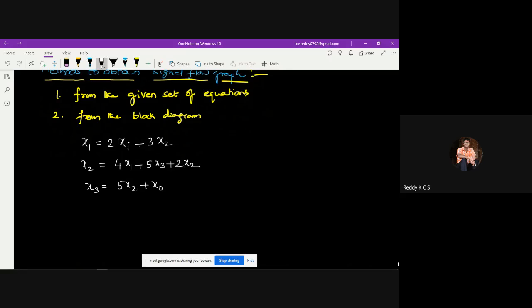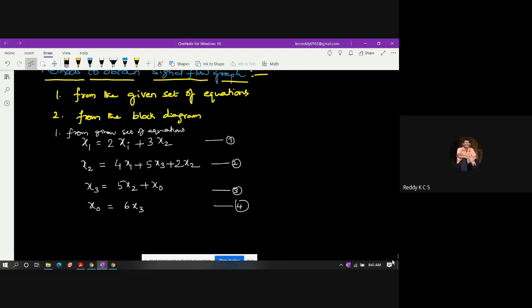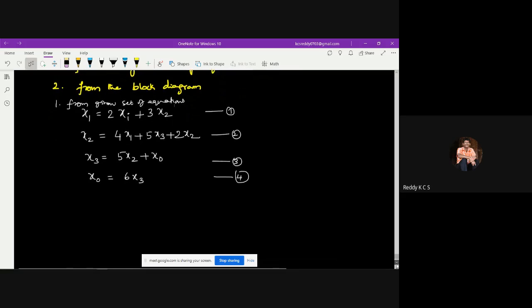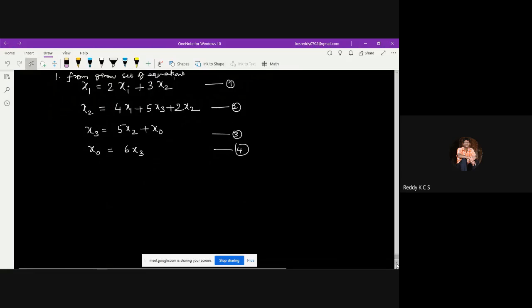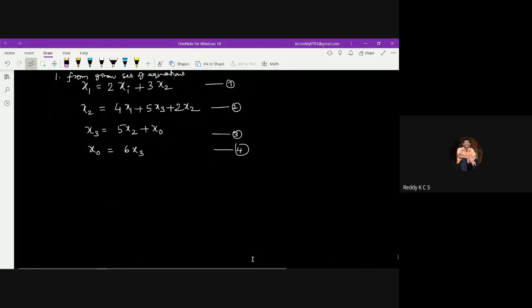This is the output variable, xi is the input variable, and the output variable equation can also be written, that is 6 times x3. So these are the 4 equations which I have given. From this set of equations, first I am discussing how to obtain a signal flow graph from the given set of equations. Now I have described a physical system like this, so how can I obtain a signal flow graph from this?